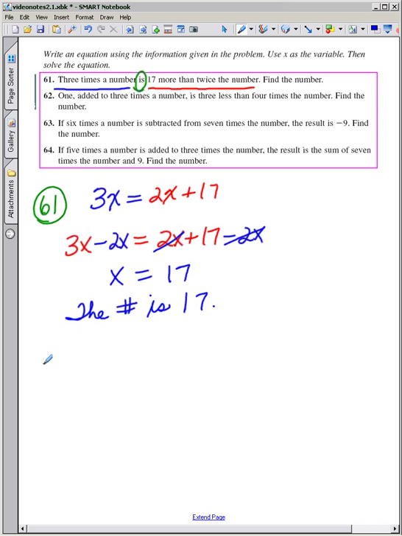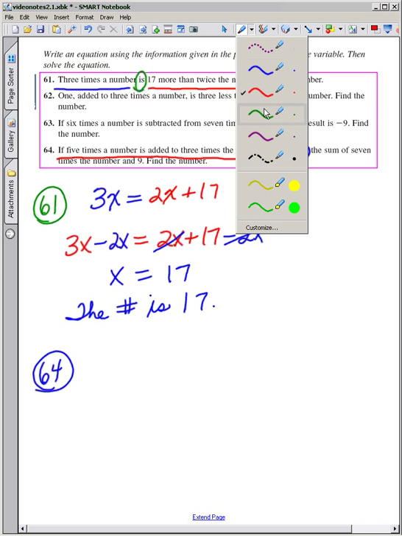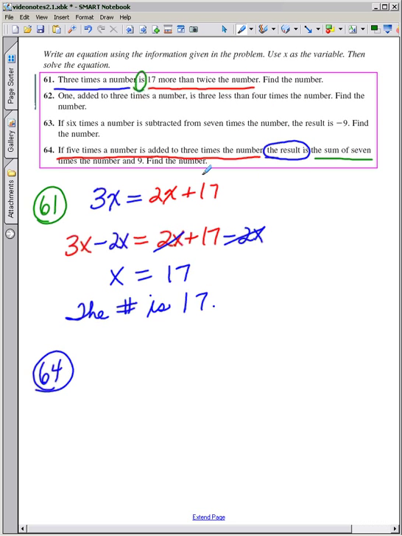Look at number 64, for instance. It says if 5 times a number is added to 3 times the number, the result is the sum of 7 times the number and 9. So here, what is our equal sign is "the result is." Everything before that, if 5 times the number is added to 3 times the number, is our left side. What comes after that, the sum of 7 times the number and 9, is our right side.